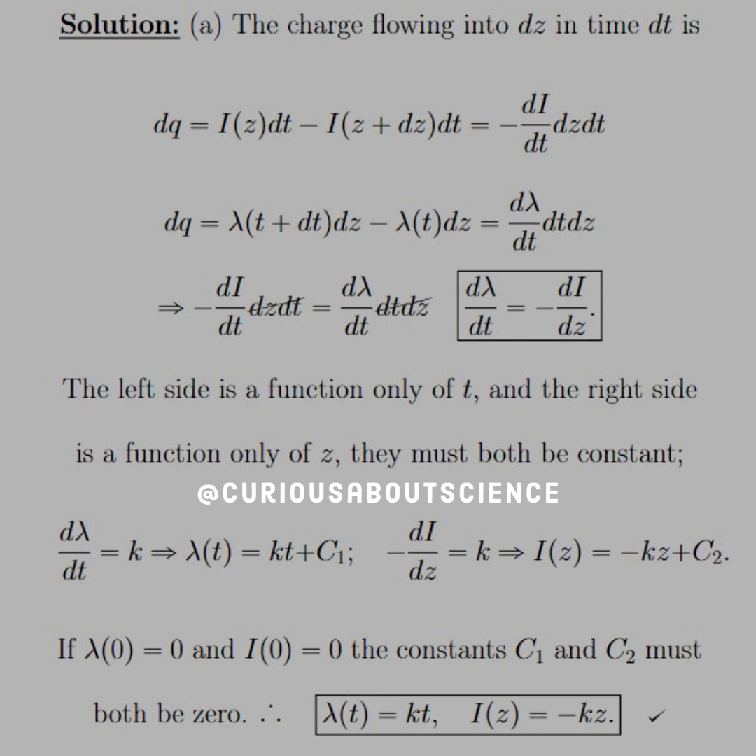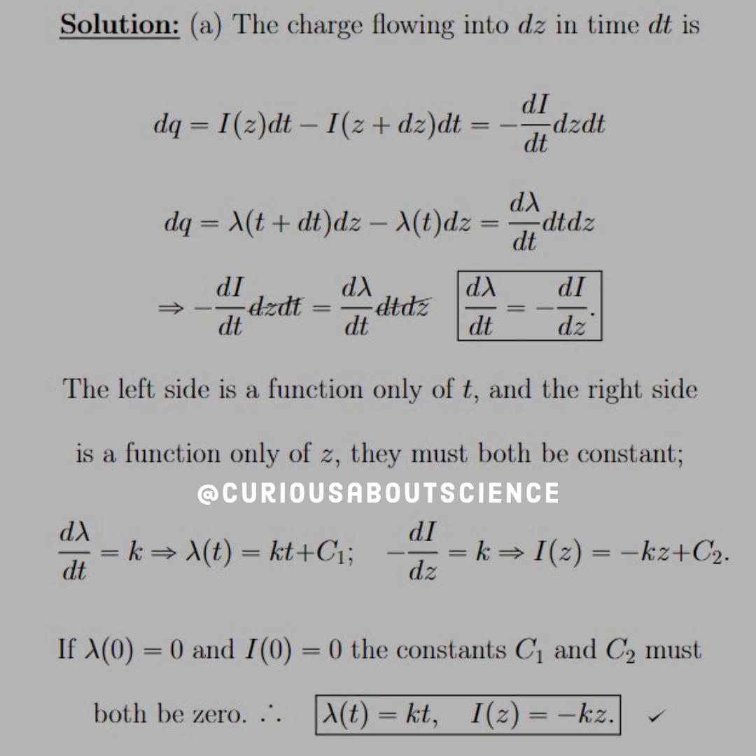All right, but nonetheless, the left side is a function of only t, and the right side is a function of only z, and so they must be constant if their derivatives are equal. So the constant here is k. We solve that. We get lambda(t) is equal to kt plus c1, and dI/dz is equal to negative k, so I(z) is equal to negative kz plus c2. We know the boundary conditions or initial conditions, lambda(0) equals 0, I(0) equals 0, thus the constants c1 and c2 equal 0. So what we see is that lambda(t) is equal to kt, I(z) is equal to negative kz.